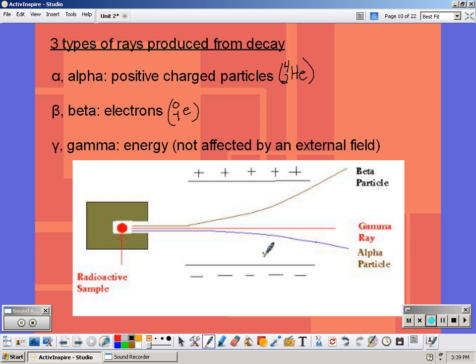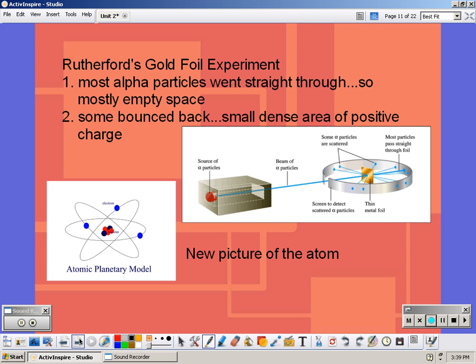Back to our atom. Rutherford's gold foil experiment showed us that the atom is mostly empty space, but there is a small dense area of positive charge. We now call that the nucleus. So we had to change from our plum pudding model to this planetary model where we had that clump of protons and neutrons in the middle and our electrons are orbiting around the outside.